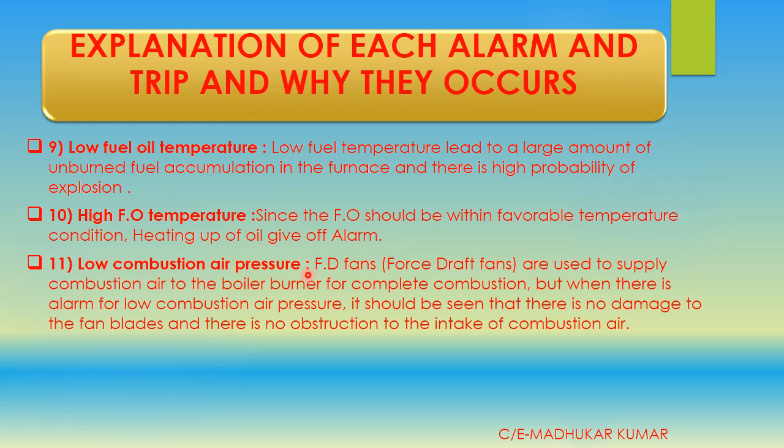Low combustion air pressure. FD fans, forced draft fans, are basically used to supply the combustion air to the boiler burner for complete combustion. But when there is an alarm for low combustion air pressure, it should be checked that there is no damage to the fan blades and no obstruction in the intake of combustion air. If the FD fan is not sufficiently providing the air, then how will the air fuel ratio be controlled and the combustion be proper? So this is also very important. And once this happens, the alarm comes into picture.